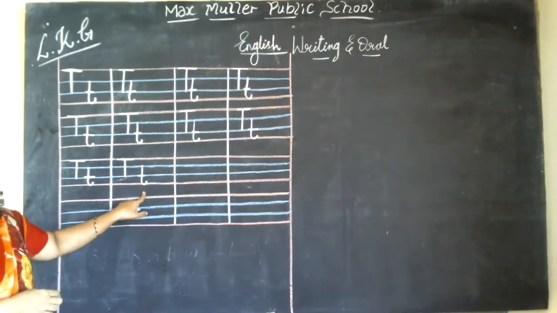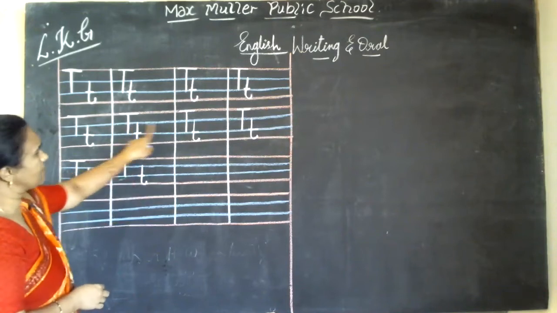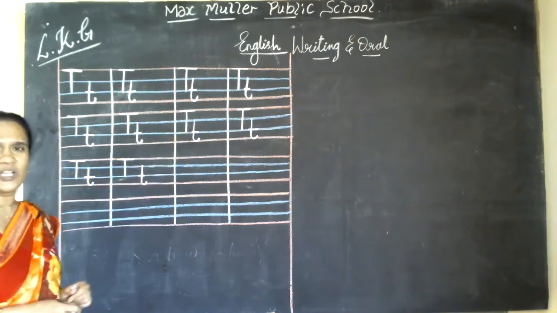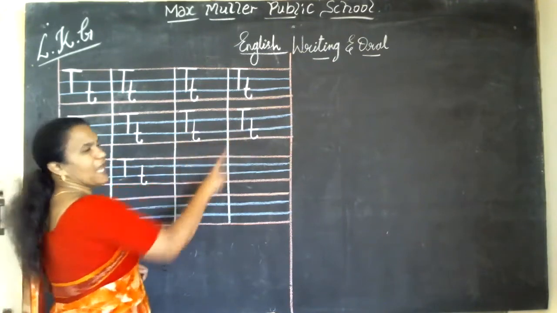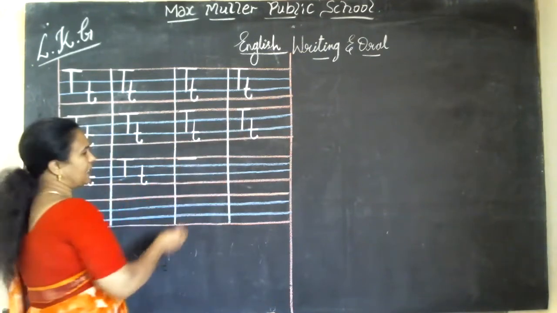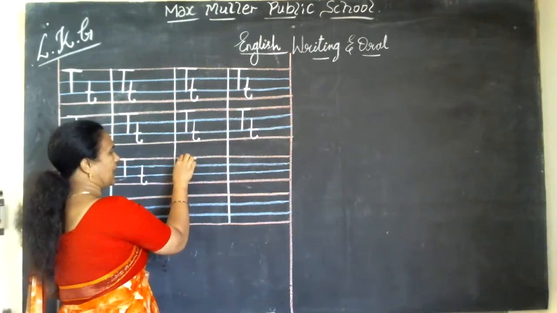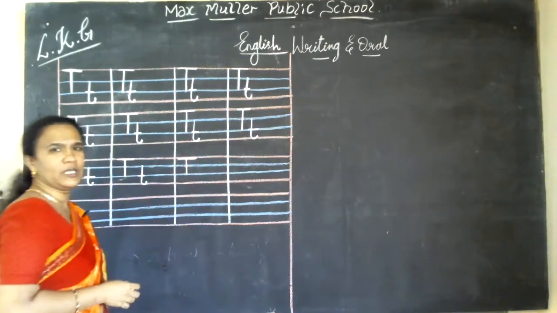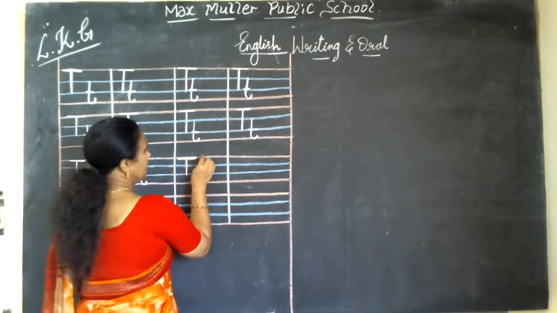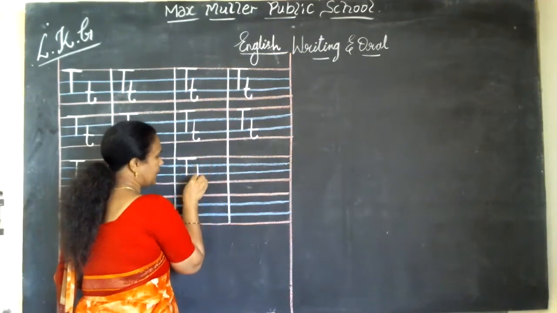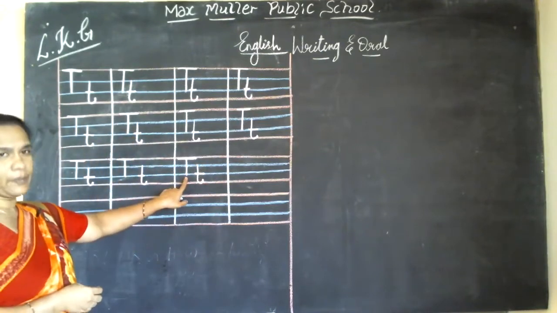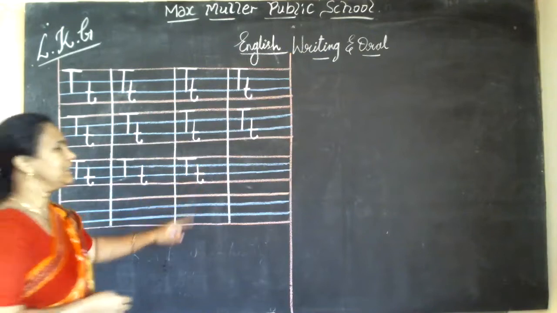Capital T, small t. You should have some space in between two letters. Don't touch the letters to each other. You have to give some space when you're writing. Okay. Capital T, sleeping line to the red line, again touch this sleeping line and write the standing line to the blue line. Touch to the blue line like this. Again, from blue line to red line. Like this curve, then sleeping line. This is capital T, small t.